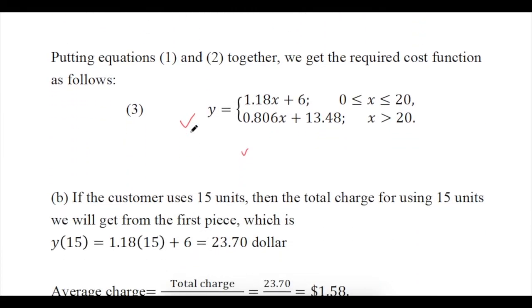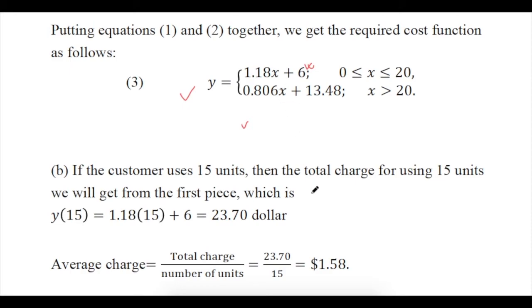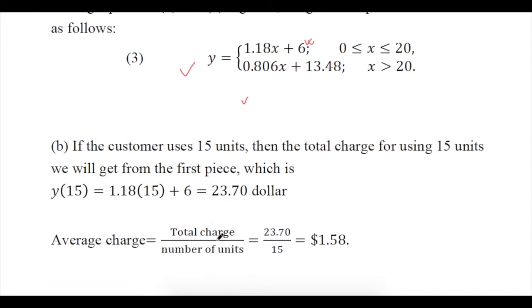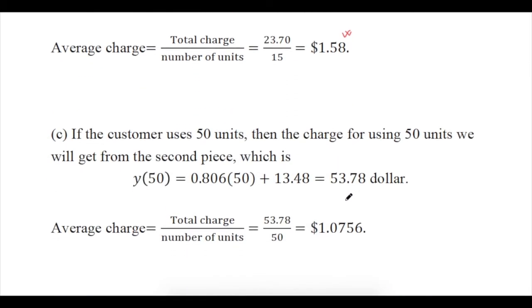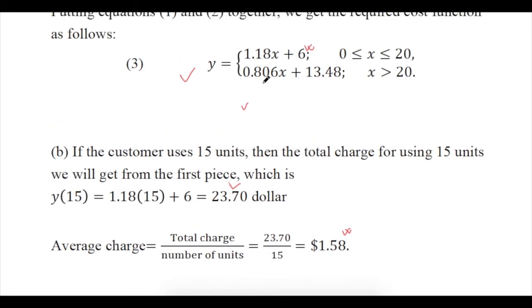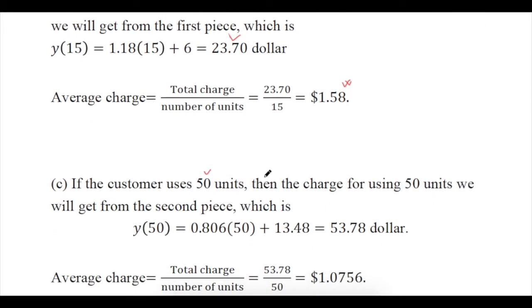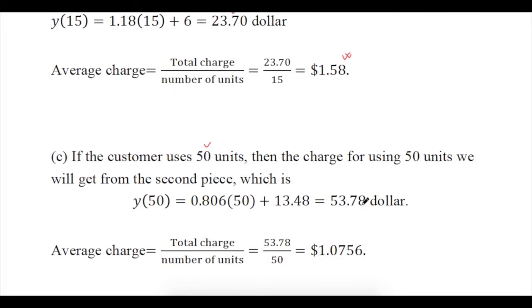So the total charge for using 15 units you will calculate from here. And the average charge is total charge divided by number of units. This is the total charge. So if you divide total charge by the number of units, you will get average charge. And the total charge for 50 units, you will get from the second one, 0.806 into 50 plus 13.48, which is $53.78, and the average charge will be this.